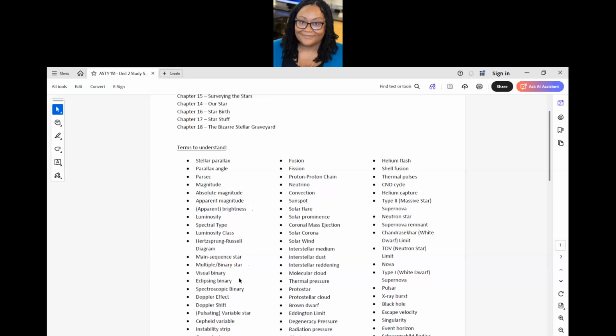The eclipsing binary requires different geometry because one star has to pass right in front of the other one so that we go from seeing light from both stars to seeing light from maybe just one star at a time, and then periodically it loops back on itself.